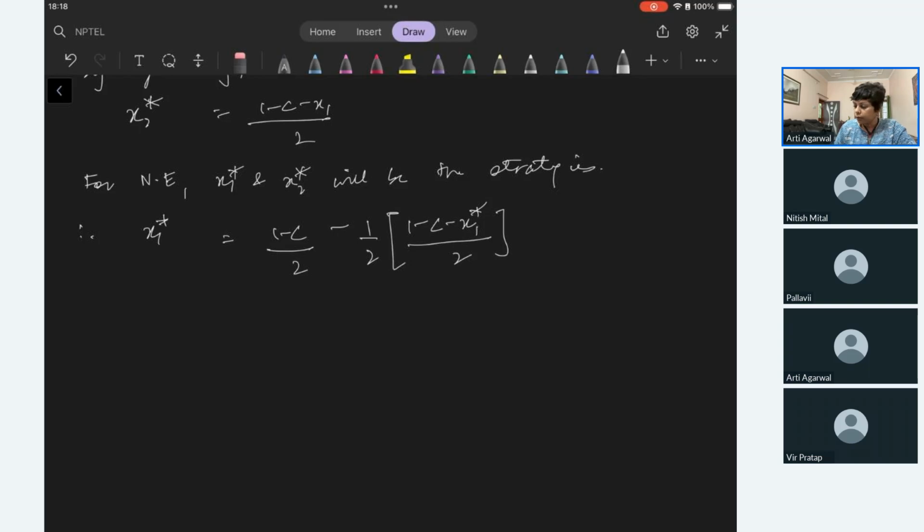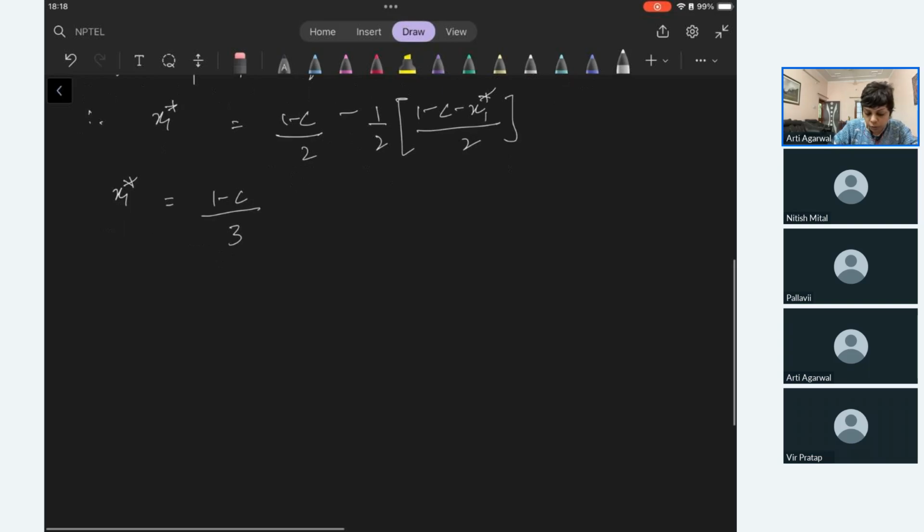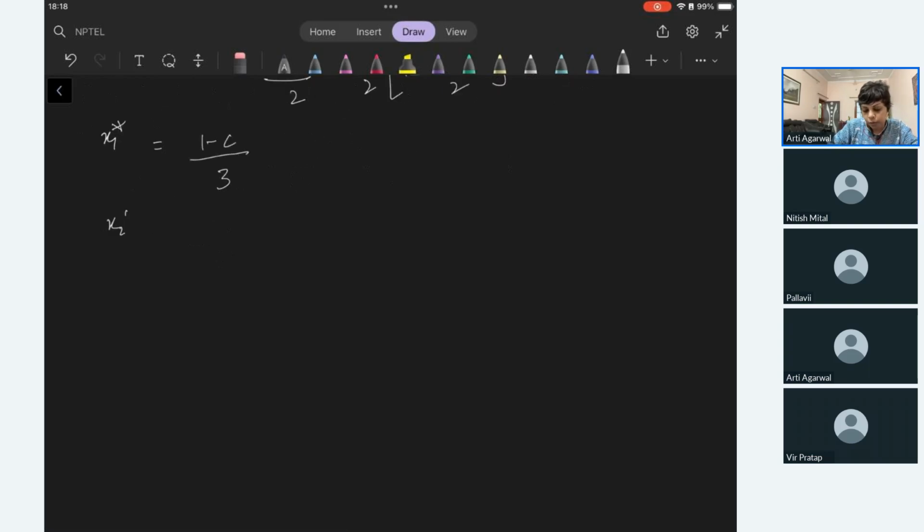Now you can solve this. I don't want to spend a lot of time doing the algebra here. If you want, you can take some time to solve it, but I'm just giving you the simplified expression here. Upon solving this, you will get x1 star equal to 1 minus c by 3, which is very similar to the best response you got in the game we discussed in the lectures, which is without any kind of cost. And by symmetry, you also get x2 star equal to 1 minus c by 3.